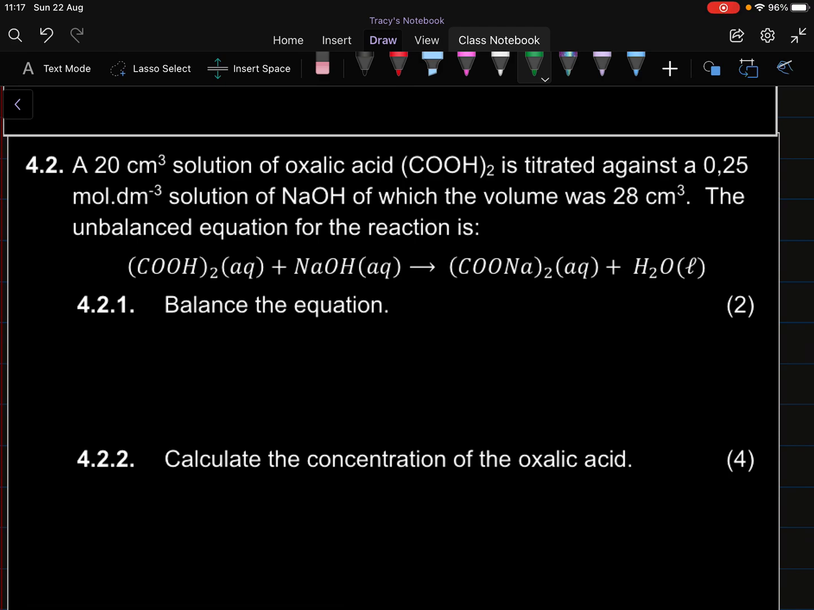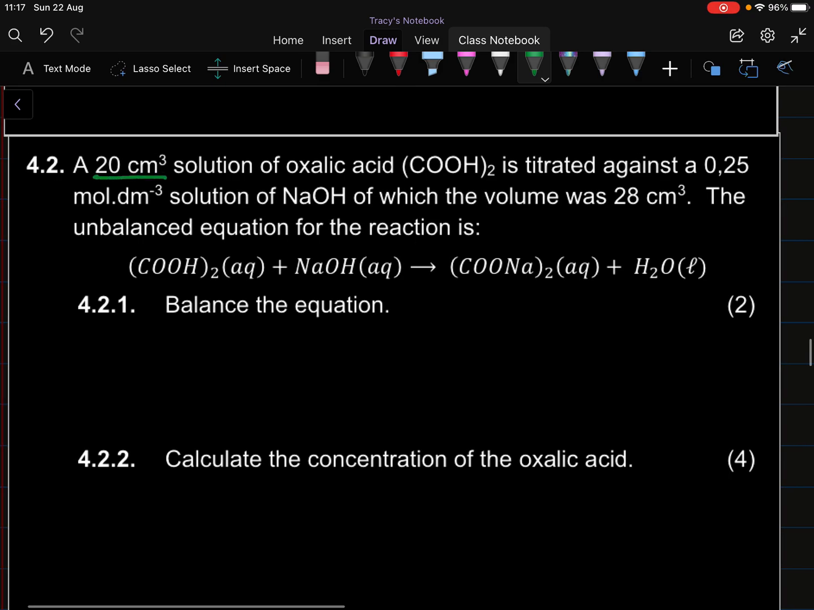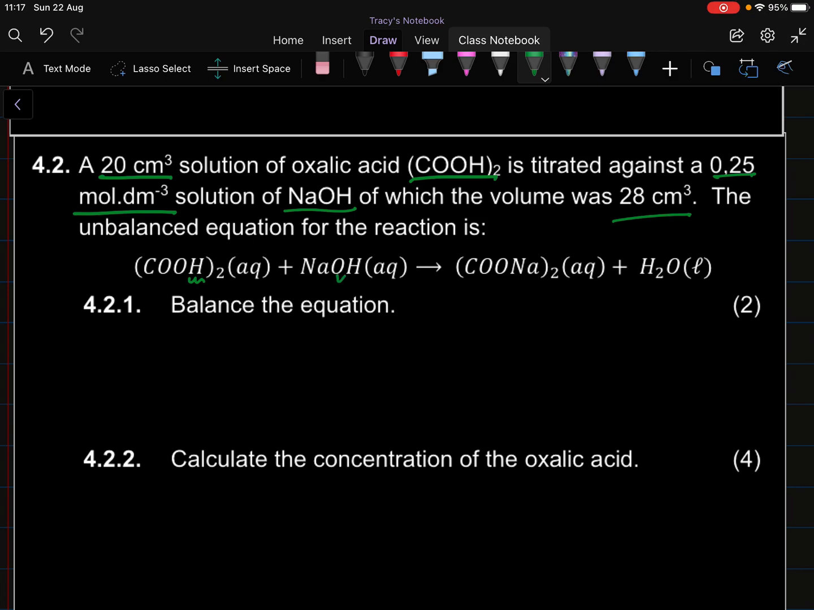Now we get to the fun questions. Now they say to us a 20 centimeter cubed solution of oxalic acid, (COOH)2, is titrated against a 0.25 mole per decimeter cubed solution of sodium hydroxide with a volume of 28, and then they give you the unbalanced reaction. They're really nice, and they give you the unbalanced equation. They now want you to balance the equation, and the thing with balancing these is you need to remember that for every H that's going to come off, there needs to be an OH and vice versa. So the oxalic acid's going to give away 2 hydrogens. That means I'm going to need 2 NaOHs, which then means I'm going to make 2 waters.